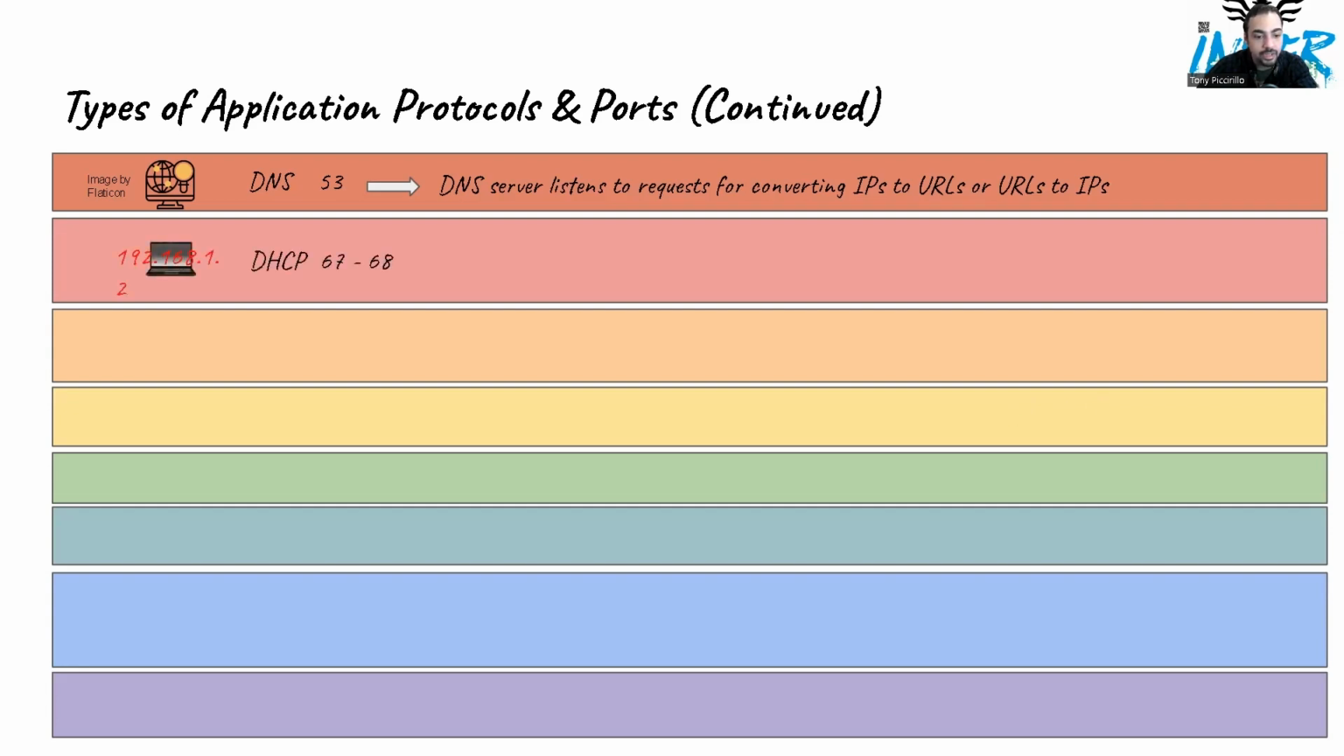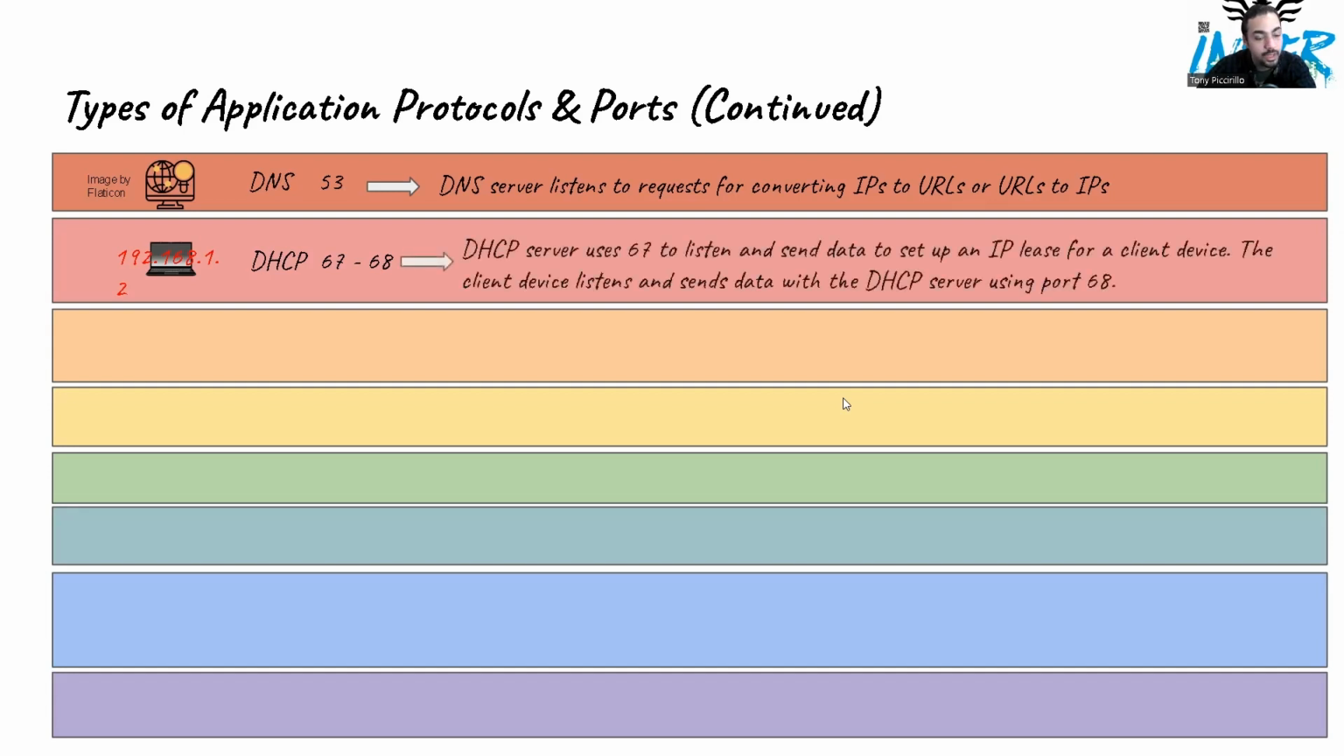Next up is DHCP, which stands for Dynamic Host Configuration Protocol. It's used to assign IP addresses to devices on a network, kind of like how a phone company assigns phone numbers to phones. It uses port 67 and 68 to communicate. So DHCP servers listen to port 67 for requests for an IP address from a client device, like a laptop. They then use the same port to send the IP address lease information back to the client. The client device uses port 68 to listen for the DHCP server's responses and to send data back to the server.